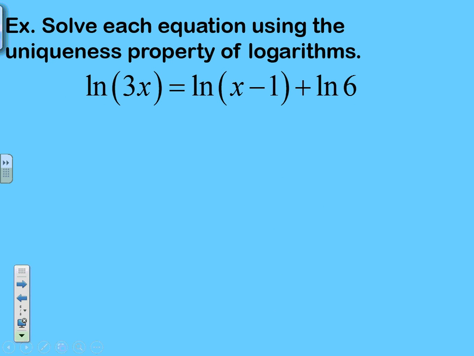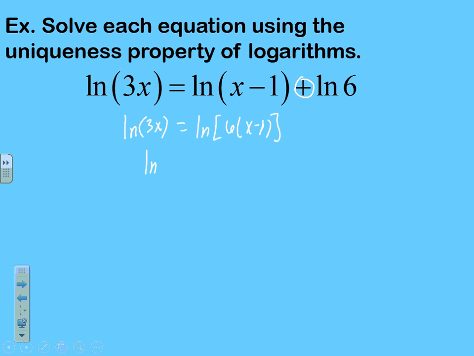Next equation. Here we have logs again, three logs, one on the left side and two on the right side, but the base of all of the logs is e. So again, we will take our rules of logarithms and condense the log on the right side of the equal sign. And because these are added to each other, that tells me I'm going to multiply those two expressions to each other. So I'm going to say the 6 times the x minus 1.